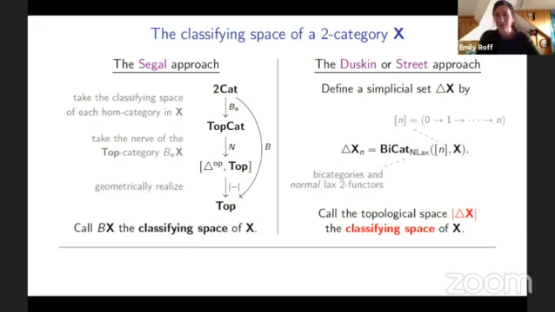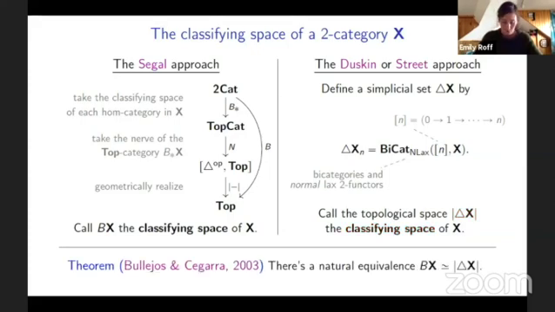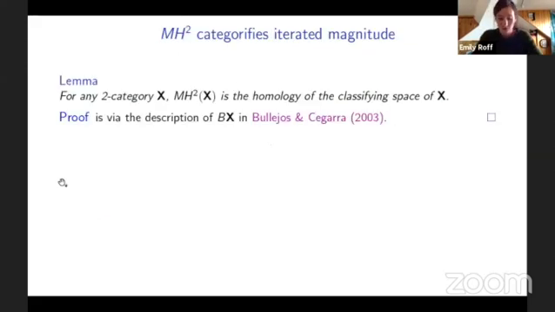To me, it's far from obvious that these two constructions should have much to do with each other, but fortunately, it turns out that they do. So Bullejos and Cegarra proved back in 2003 that there is a natural homotopy equivalence between Segal's classifying space and the realization of the Duskin nerve. And so we can refer to the classifying space of a 2-category without too much anxiety. And that allows me to state this first lemma about iterated magnitude homology, which says that the magnitude homology of a 2-category is the homology of its classifying space.